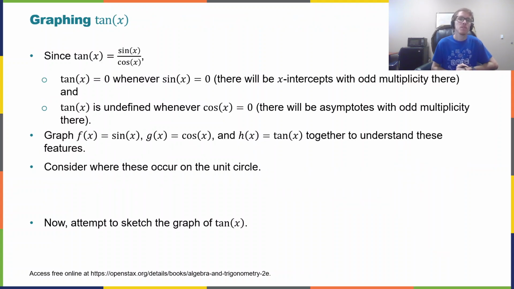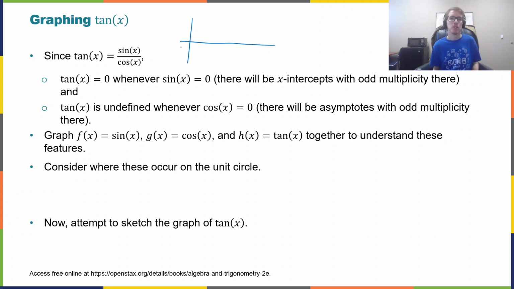Okay, so here's some more details. Since tangent of x is equal to sine of x over cosine of x, tangent of x is equal to 0 whenever sine of x is equal to 0, and tangent of x is undefined whenever cosine is equal to 0. So we'll have asymptotes and x-intercepts respectively. When sine is 0, we'll have x-intercepts at those values, and when cosine of x is 0, we will have asymptotes at that point. All right, so here is what this should look like.